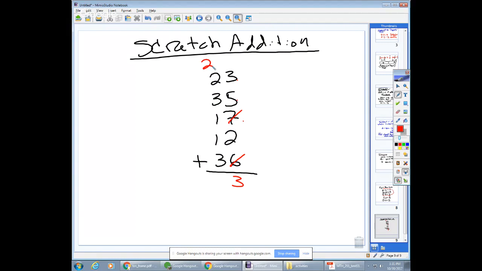2 and 2 is 4, 7, 8, 9, 10, 11, 12. So I scratch. Write the 2, and the scratch comes down as a 1. So those numbers add up to 123. Okay, so every time you make a group of 10, you make a scratch. So the number of scratches is what gets carried to the next column. That's scratch addition. Kind of cute.